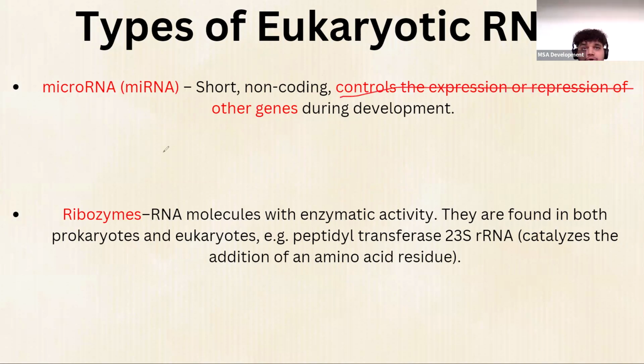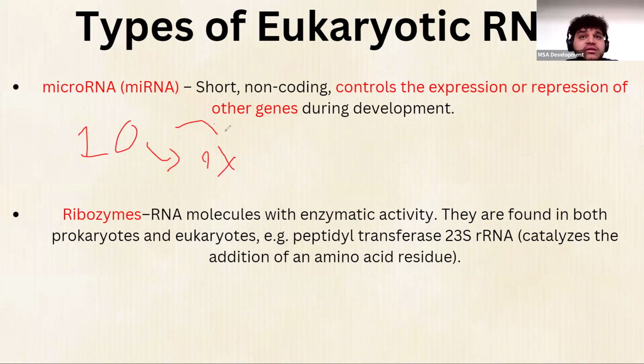For the micro RNA or miRNA, they basically control the expression or repression of other genes during development. So during development, I have, let's say, 10 genes, okay? I have miRNA, it will stop gene number 9, let's say, and it will activate gene number 1 more than the others. Okay, so what type of RNA does this function? It's the microRNA.